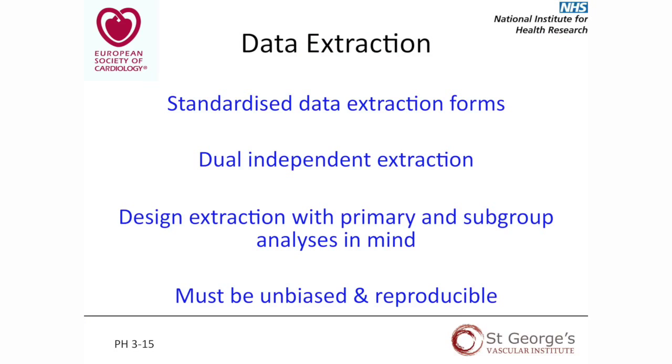So only at this point can you go on to data extraction, and you'll be a long way through the review process by this point. Even at this point, you must have a standardized data extraction form with dual independent data extraction, an understanding of what you're going to do where there are discrepancies between the two people extracting data. And if you're going to design a data extraction form, you want to understand what your primary and subgroup analyses are and just do data extraction once. It's very frustrating to have to go back and redo the whole thing if subgroups have been missed. And this must be unbiased and reproducible, and I would add published along with the main paper.